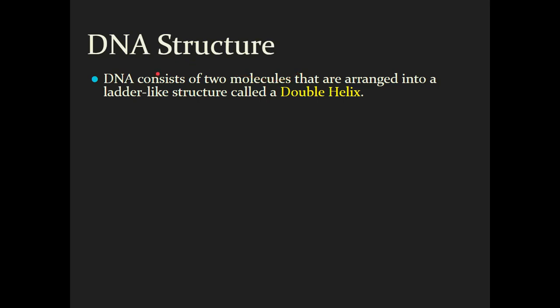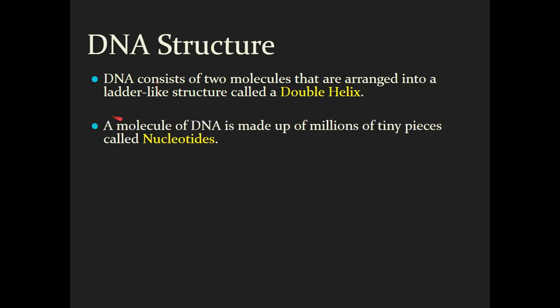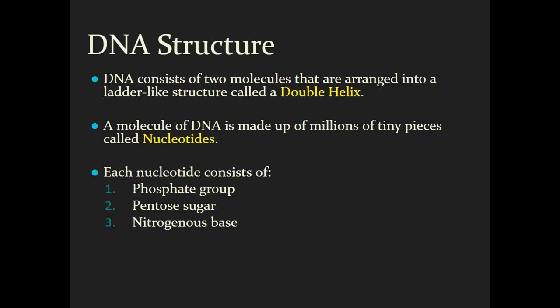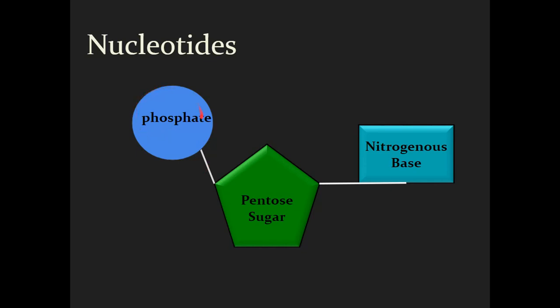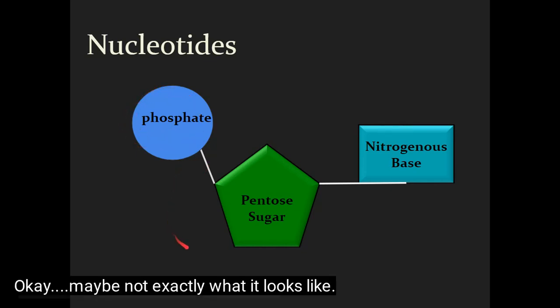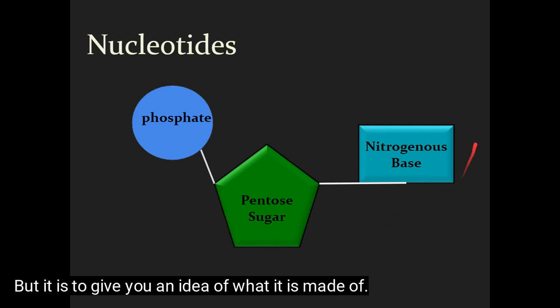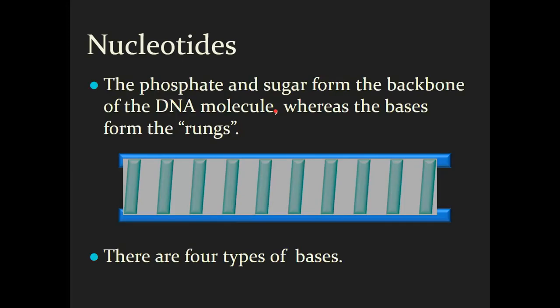So DNA consists of two molecules that are arranged into a ladder-like structure called a double helix. A molecule of DNA is made up of millions of tiny pieces called nucleotides. Each nucleotide consists of three different things. First is a phosphate group, then a pentose sugar, and finally a nitrogenous base. This is a picture of what it looks like. Here's our phosphate group, our pentose sugar, and our nitrogenous base. That is what makes up a nucleotide. That's what DNA is made of.